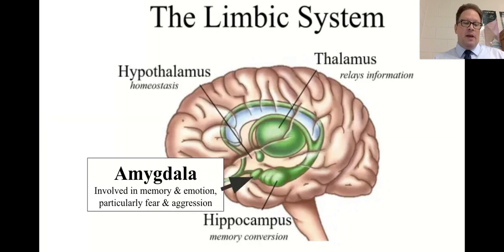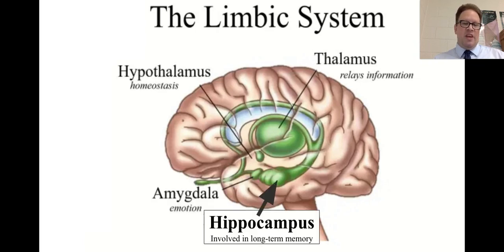We also have the amygdala. This one's involved in memory and emotion, particularly fear and aggression, those types of emotions. And finally, we have the hippocampus, which is involved in long-term memory, not short-term, long-term memory.